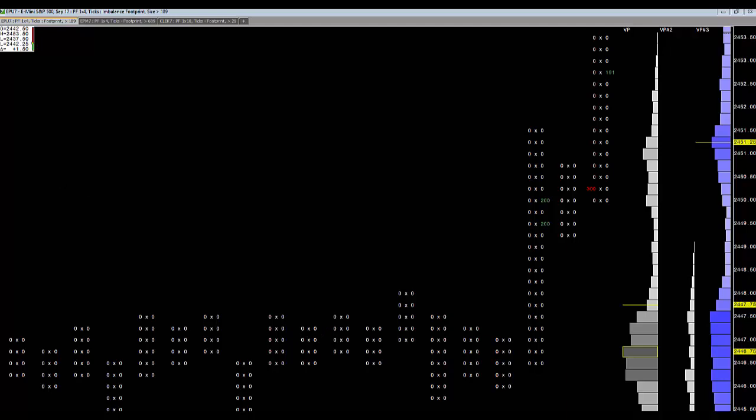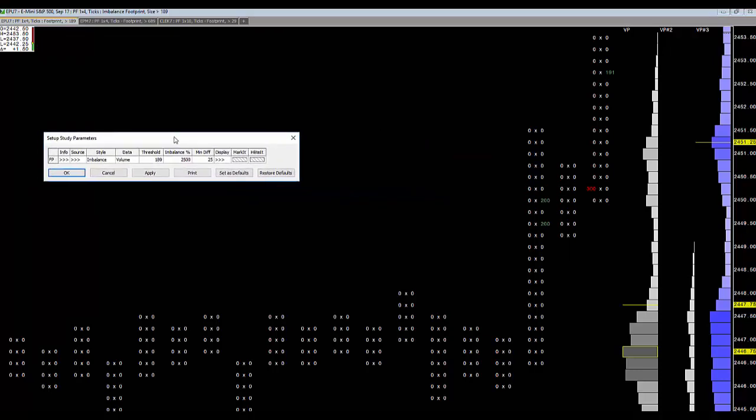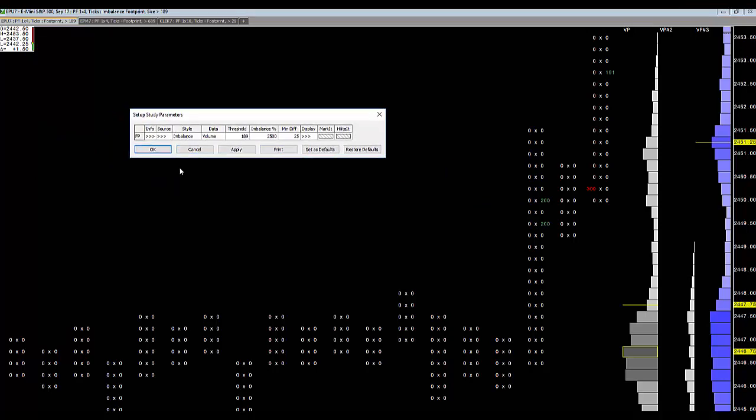All right, so let's get into a little of the mechanics of this, meaning changing the periodicities. Always right-click, at least for the desktop on Market Delta. If you right-click into the footprint and go to Modify FP, left-click that, it'll bring you to these parameters. So the style is in balance, we know that. The threshold is 189, I showed you that. The amount of imbalance is 2,500. If we change this number higher, we're going to see less instances, right? So let's change it to 500 and hit OK.